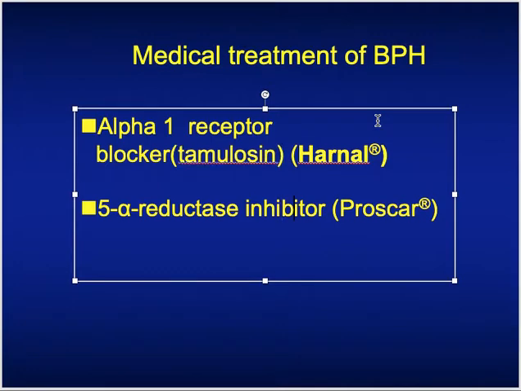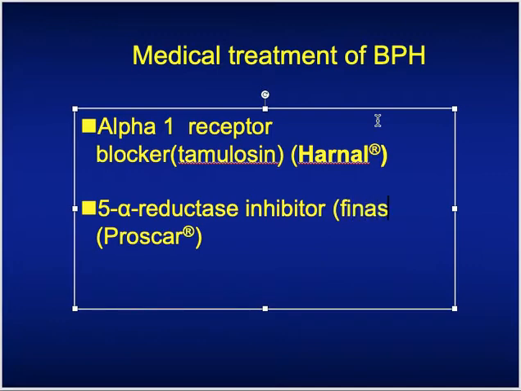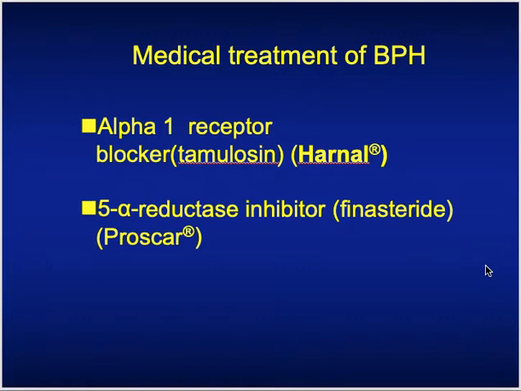For the 5 alpha reductase inhibitors, if you want to read it in pharma books, it will be finasteride. This is the name of the agent. As we know, alpha 1 receptor blockers relax the smooth muscles in the prostate. What 5 alpha reductase inhibitors do is stop the conversion of testosterone to dihydrotestosterone. And as I told you, dihydrotestosterone is more potent than testosterone.